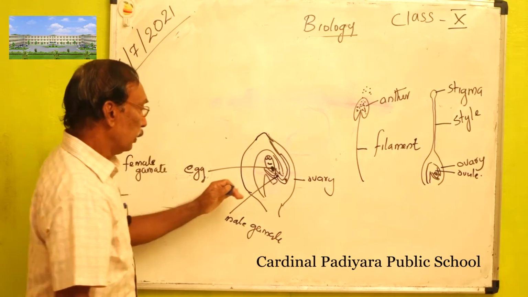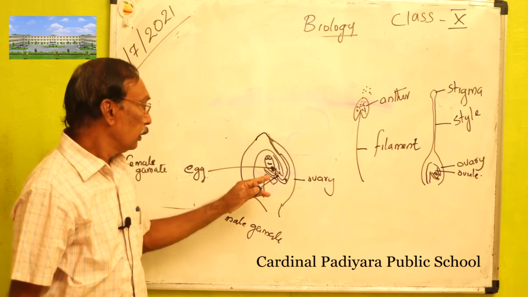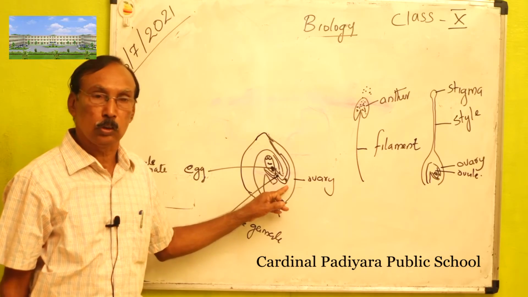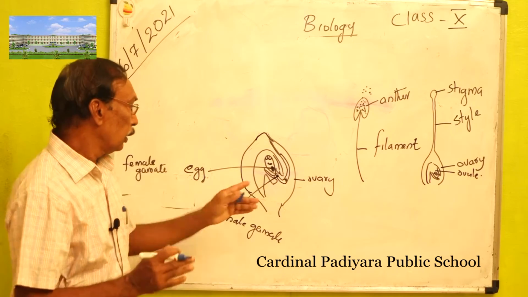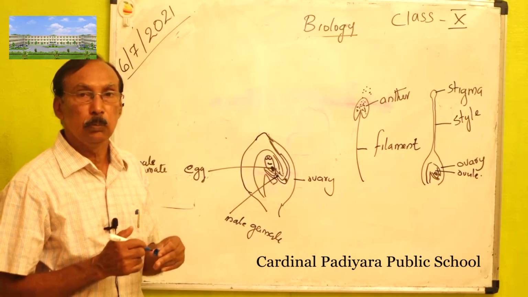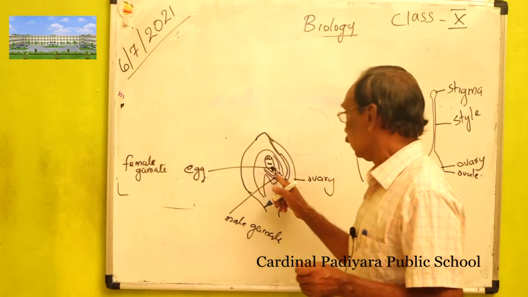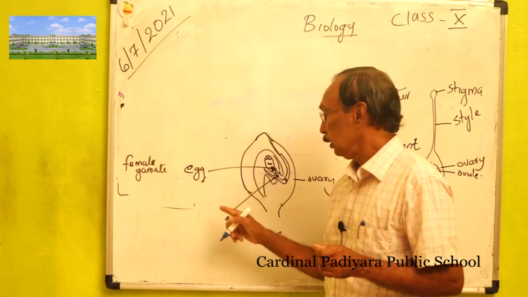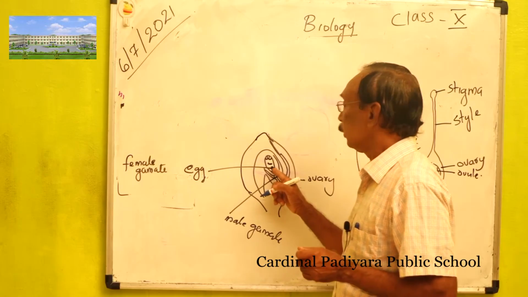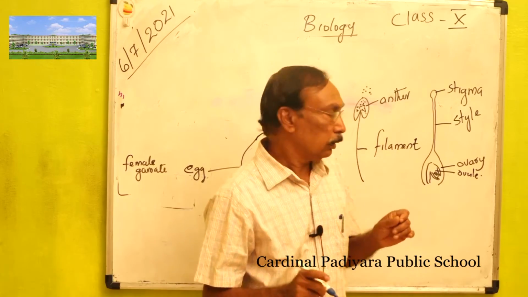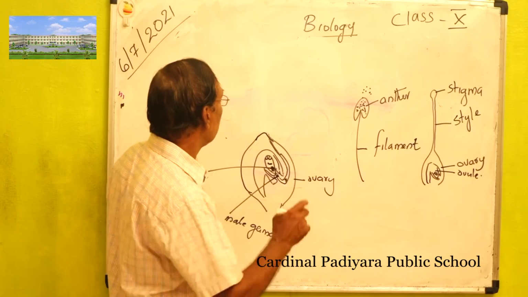What is remaining is only this much. The ovary will be there, and inside that the ovule will be there. The ovary is going to become the fruit, and the ovule inside it will become the seed. And inside the seed, the zygote is there. Zygote is the fertilized egg.